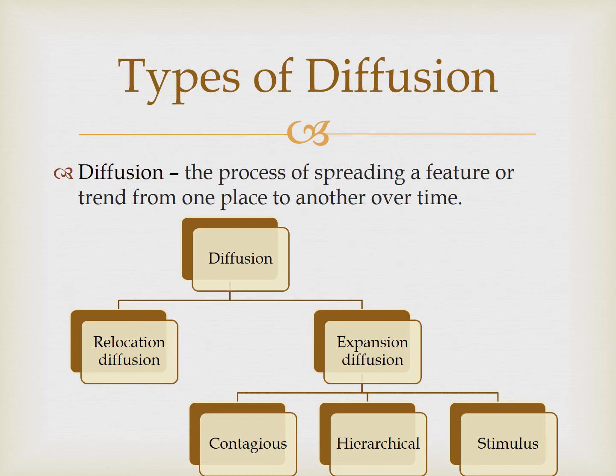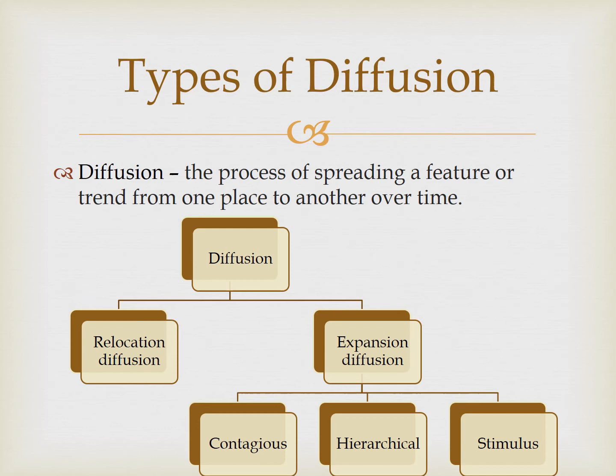So we have a flowchart with diffusion at the top. But that's just the spread of something. How does it spread? Within diffusion, we have two major schools. There is relocation diffusion and expansion diffusion. Relocation diffusion is exactly as the name sounds. People move, they bring things with them. All right? Expansion diffusion means that it grows bigger, but it doesn't tell us how it gets bigger.